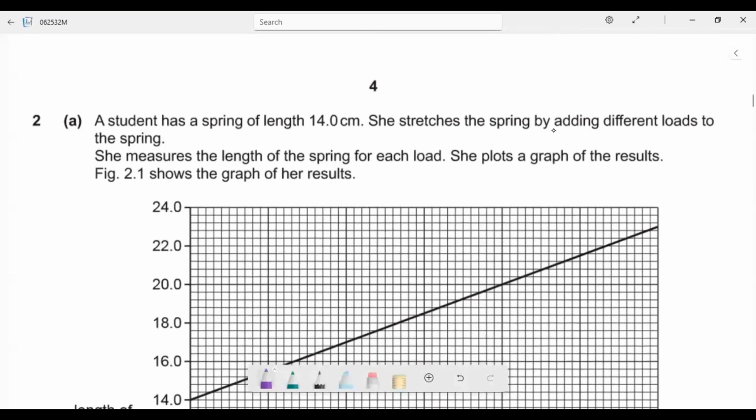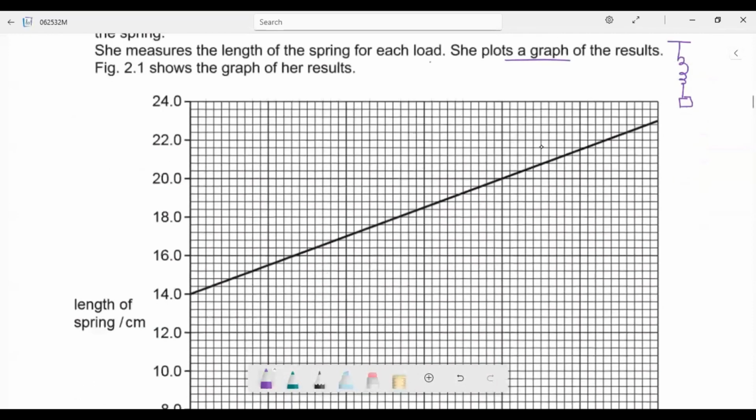A student has a spring of length 14 centimeter. She stretches the spring by adding different loads to the spring. So one spring is being provided. She is stretching the spring by adding different loads. She measures the length of the spring for each load. She plots a graph of the result.